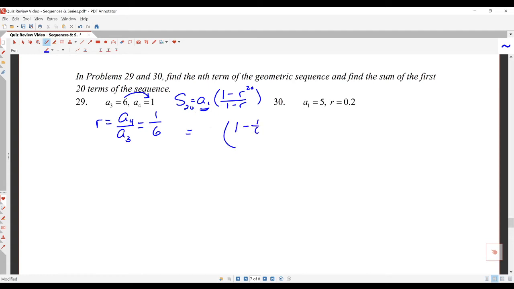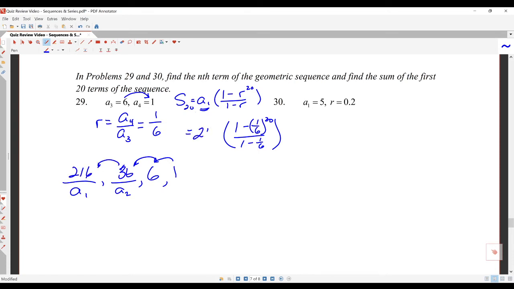But I have 1 minus 1/6 to the 20th over 1 minus 1/6. Now to get A1, if these are my terms, 1, 6, this would be A2, and this would be A1, we can just go ahead and work our way back up the chain by multiplying by 6. So by 6 gives me 36. By 6 again gives me 216. Go ahead and plug all of that into the calculator, and we will get, for number 29, 259.2.